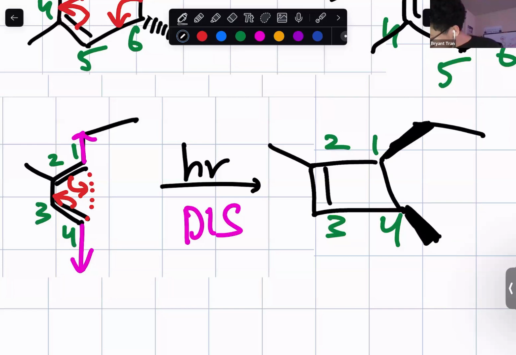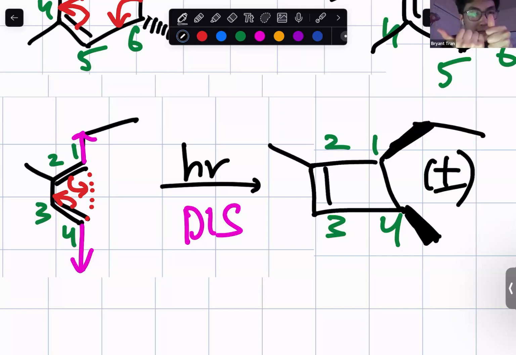So that should be the answer, plus minus, right? Because if I rotate my left thumb clockwise, because this is conrotatory, I have to rotate my other thumb the opposite direction, counterclockwise, and they're going in the same direction now, right? But if I rotate my left thumb counterclockwise, I would have to rotate my other hand clockwise, opposite direction. So they're going to both face down. So they're either going to be both wedge or both dash.